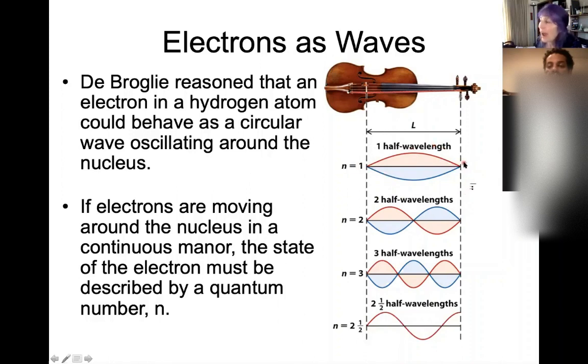So we could have half a wavelength. We could have a full wave. We could have 2 halves. We could have 3 halves. But we cannot have a wave that has a high peak in that position because the string is held down. So that's a standing wave.